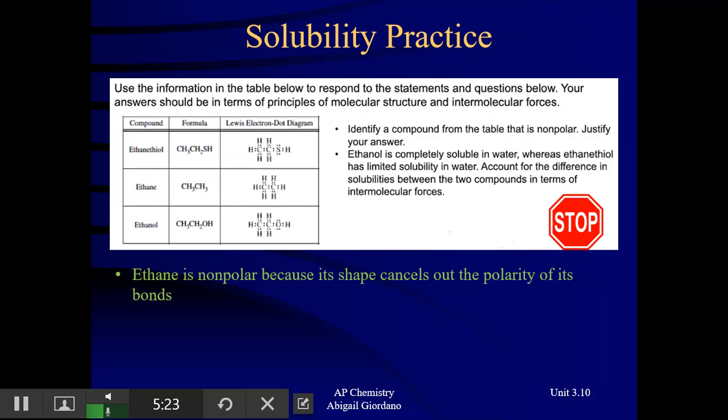All right, here's the second part of the problem. It says ethanol is completely soluble in water, whereas ethanethiol has limited solubility in water. Account for the difference in solubilities between the two compounds in terms of intermolecular forces. So pause the video, see if you can answer that question.